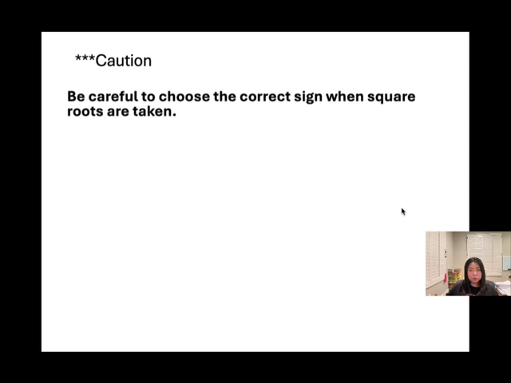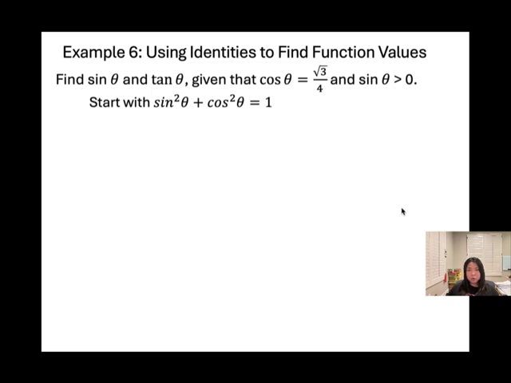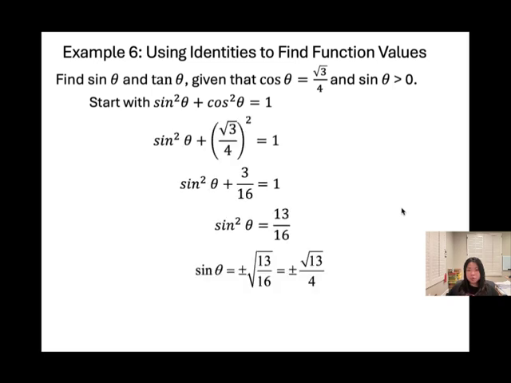Caution, be careful to choose the correct sign when square roots are taken. Keep in mind that we want to find the sign here. When you take the square root of both sides, you have to add the plus minus. Look at the given information to make sure whether you keep the positive or keep the negative.